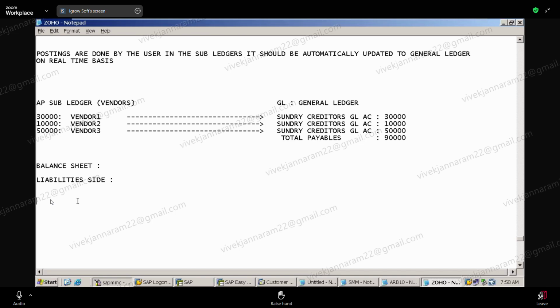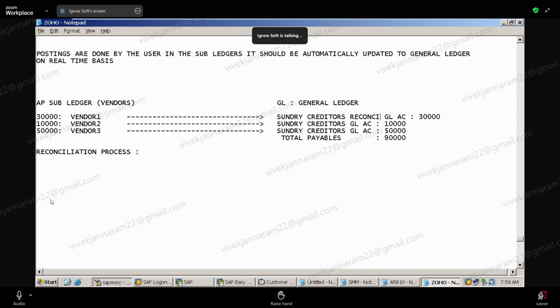Clear? Good. So this process, everybody understood? The user posts to the subledger, but the system updates both the subledger and general ledger on a real-time basis, automatically. This process that I am discussing, we call it the reconciliation process. Means at any point of time, my subledger and general ledger will always match. And this account, we call it a reconciliation account.